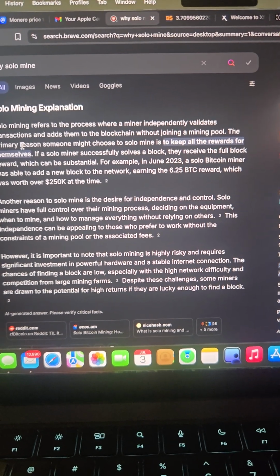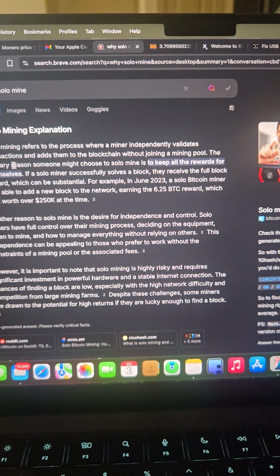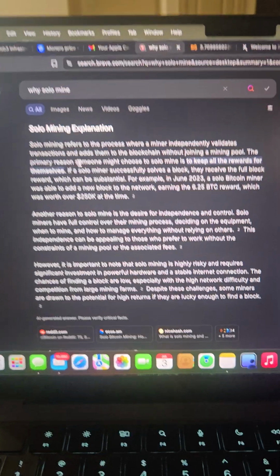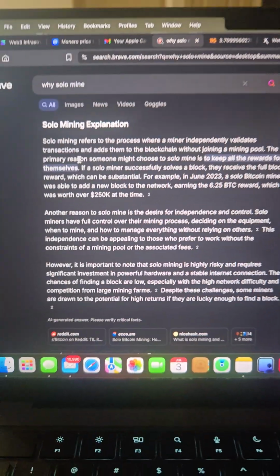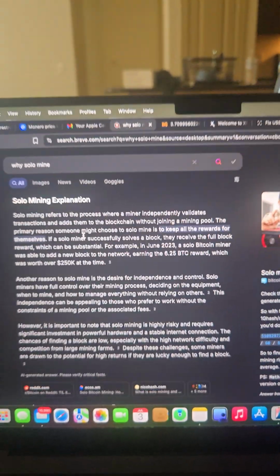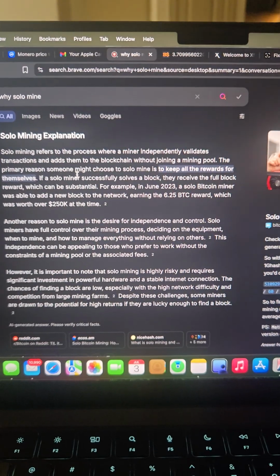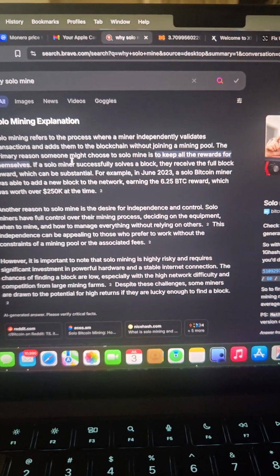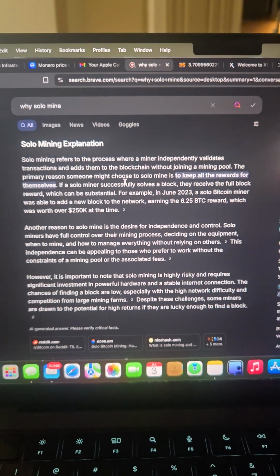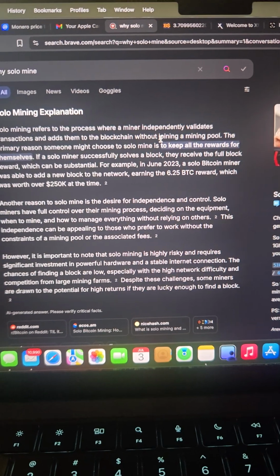Solo mining explanation. Solo mining refers to the process where a miner independently validates Bitcoin transactions, right? So my phone to your phone, peer-to-peer transactions, okay? And adds them to the blockchain without joining a mining pool. The blockchain saves those transactions, makes it to where we can all count on the money to be there without anyone cheating, correct? Trustless. Beautiful. Permissionless. Borderless, okay? That's blockchain.